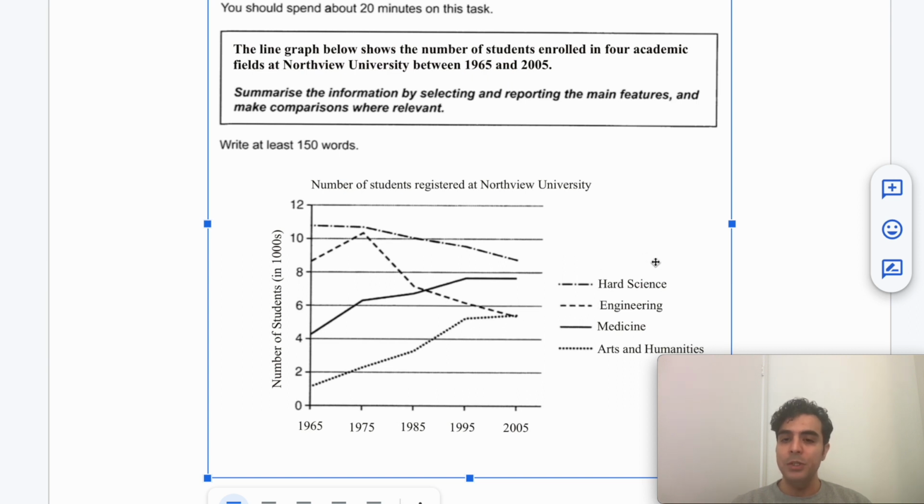The variables, which we can see here through the description part, represent the types of fields that these students were studying in. So some students were in the engineering majors, some were studying medicine, arts and humanities, and the hard sciences. And the line graph shows how the number of students in each of these different types of courses has changed over time. Right? So for example, we can see here that the number of students in the hard sciences fell from over 10,000 to just over 8,000 students from 1965 to 2005.